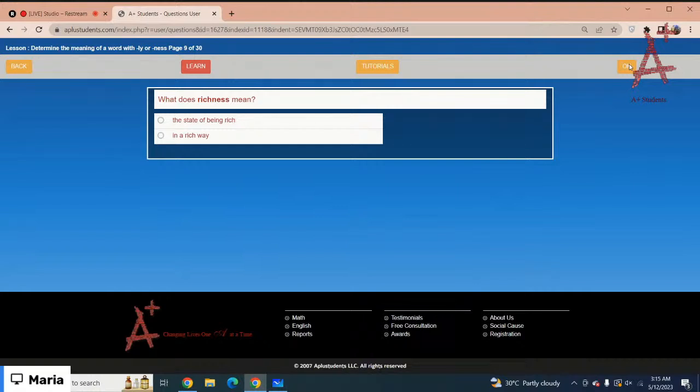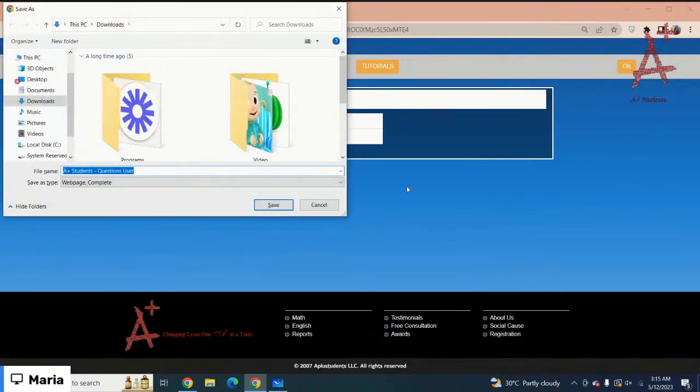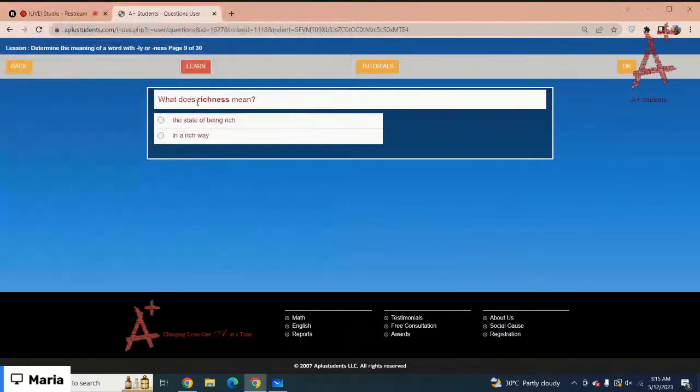What does richness mean? Richness means the state of being rich. Got it? It would be state of being rich.